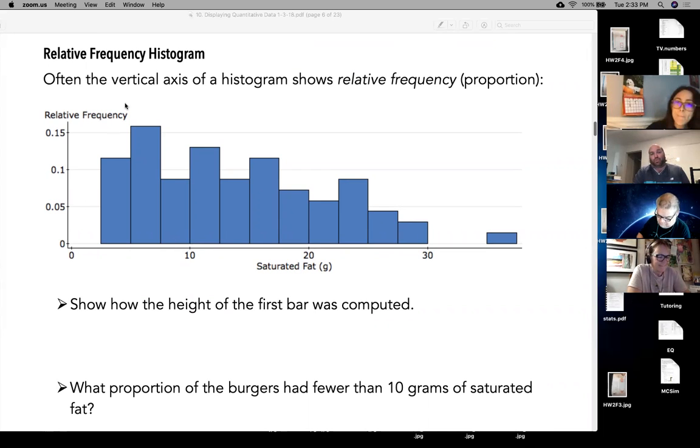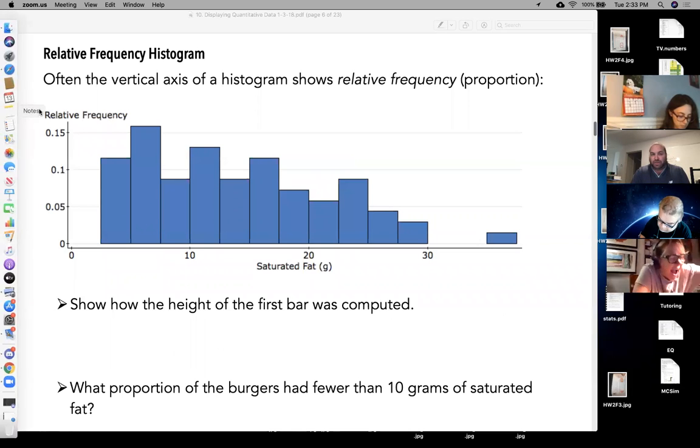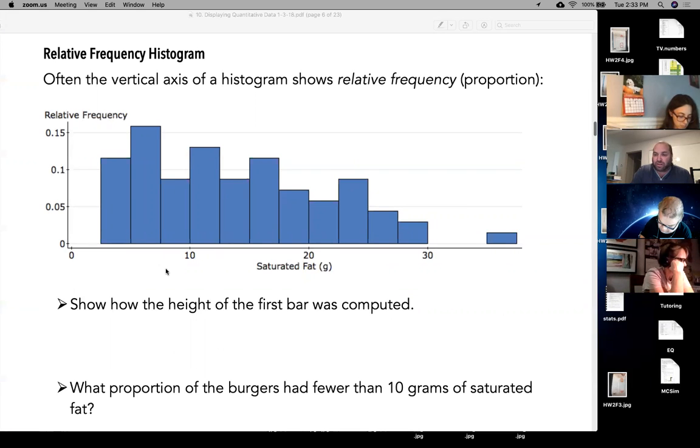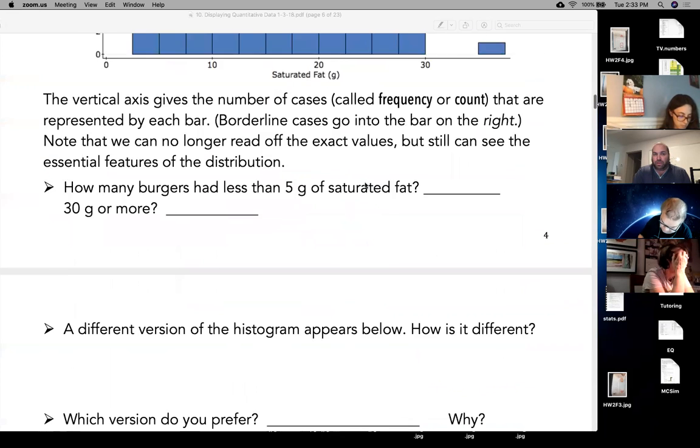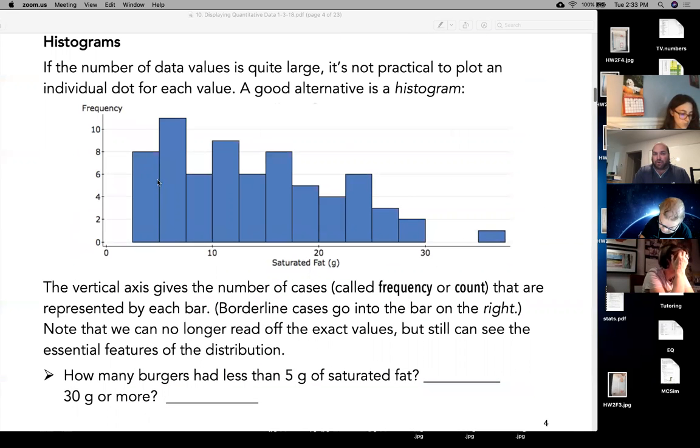So now we have what are called relative frequency histograms. A relative frequency histogram is very similar to a histogram. But rather than actually giving us the actual counts, the change that it makes is that it gives us the proportion in that bar. So if we look at the one here, how many hamburgers are in the first bar? Anyone recall from like 30 seconds ago? How many hamburgers are in the first bar? Well, how high is the bar?